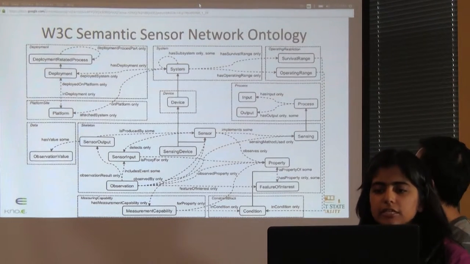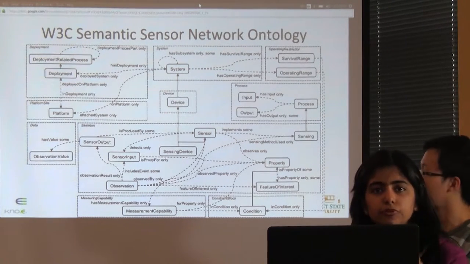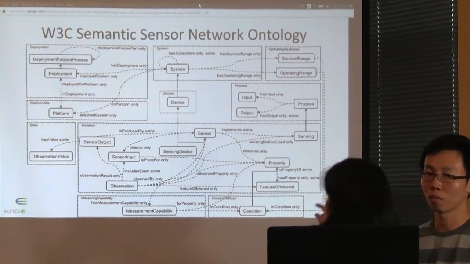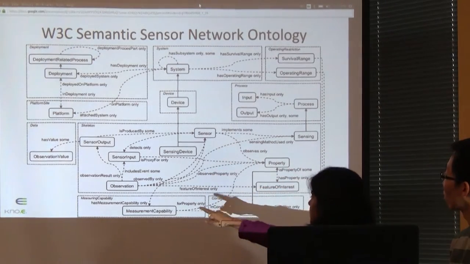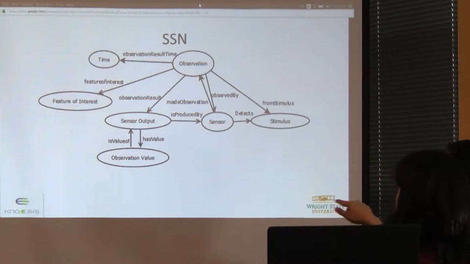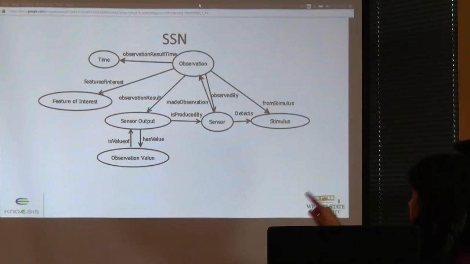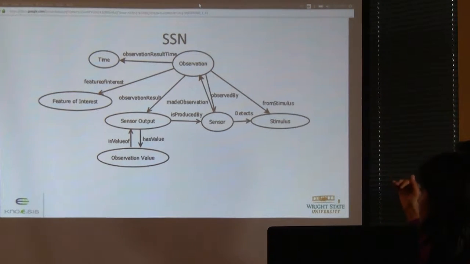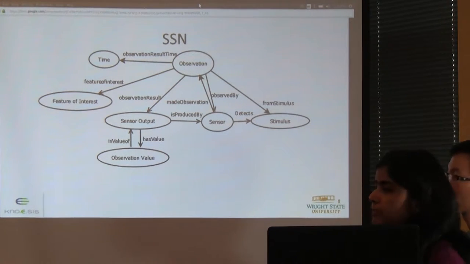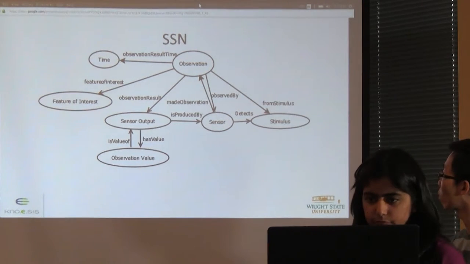And this is the semantic sensor network ontology that we are taking. We are integrating parts of the BioPortal asthma ontology with the semantic sensor network ontology. We are focusing on this part: sensor, sensing device, output, observation, feature of interest. What we are interested in is observation and sensor output. The sensor detects the stimulus, sensor output is produced by the sensor, observation is observed by the sensor, sensor made the observation, and the feature of interest will be a person in our case. For that person, we want to detect the nitric oxide level, and so on.